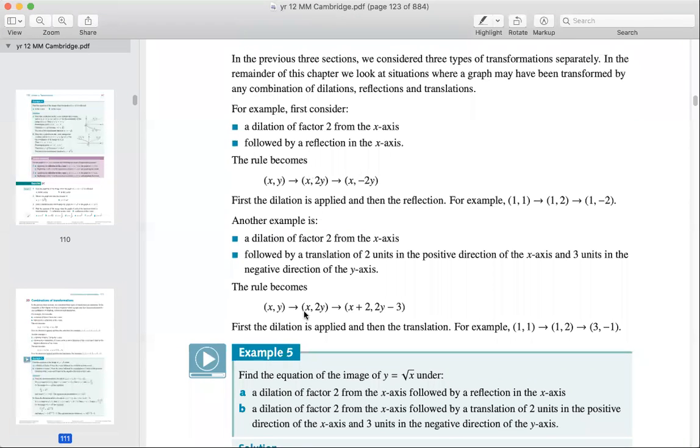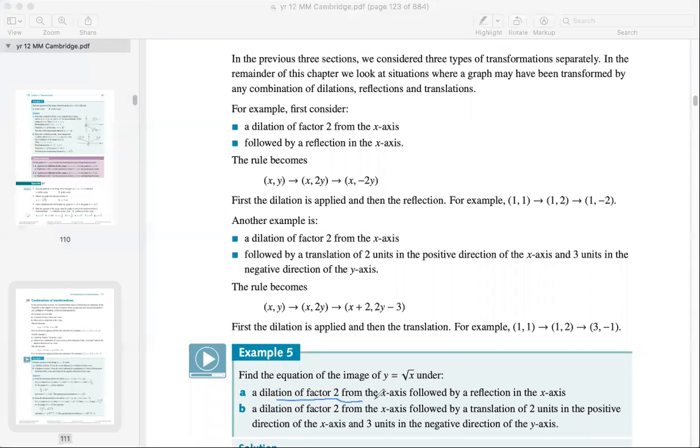Find the equations: dilation factor of 2 from x-axis followed by the reflection in x-axis. So original point (x, y). First, dilate factor 2 from x-axis, which means (x, 2y). Okay, and followed by reflection in x-axis, which means (x, -2y). Done. That's it. That's how we use the coordinates to express it.